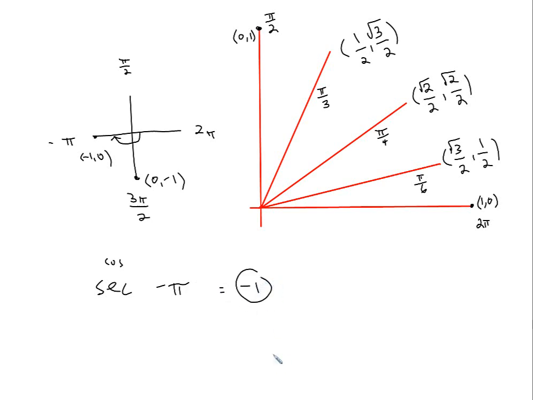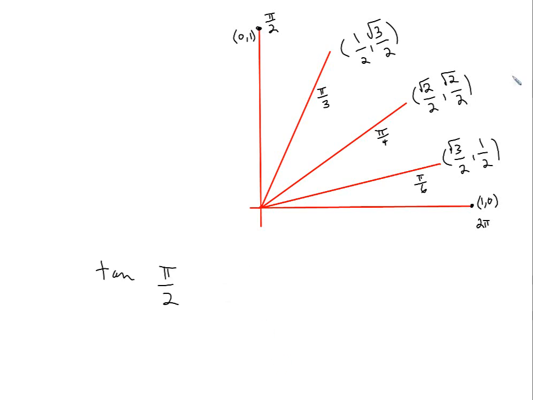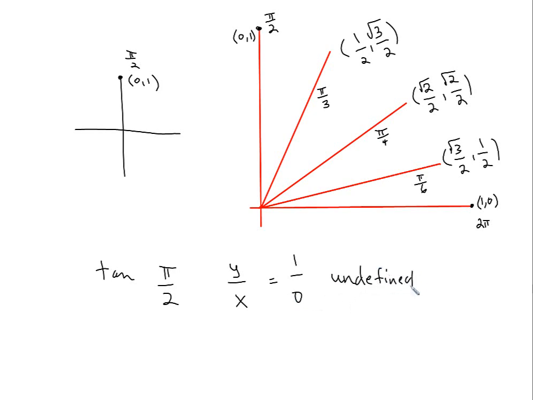So your answer is negative 1. Okay, so let's take a look at tangent pi over 2. That's another one of the spots we just need to know. So pi over 2 is right here. Our coordinates are 0, 1. Well, tangent we know is y over x. So the y value here is 1. The x value is 0. We know we can't divide by 0 in math, so at tangent pi over 2, we know that that is undefined.